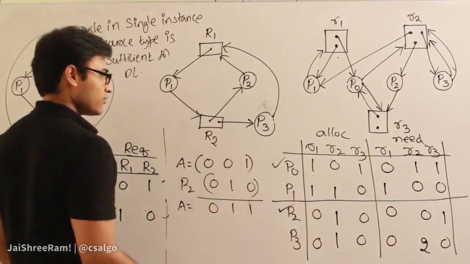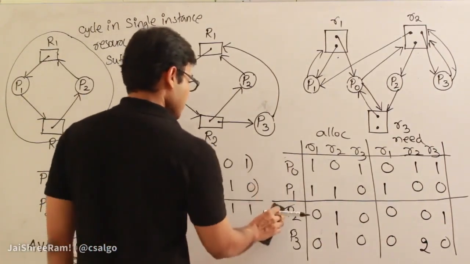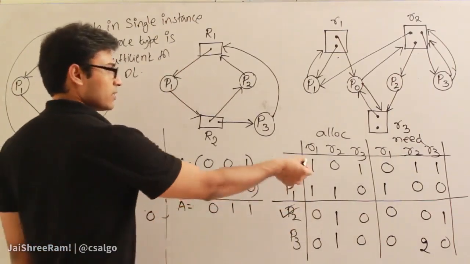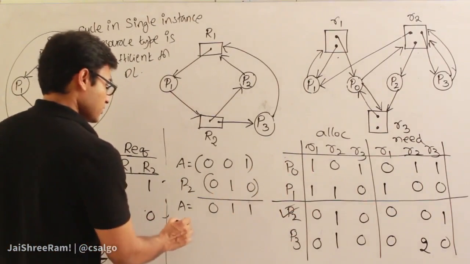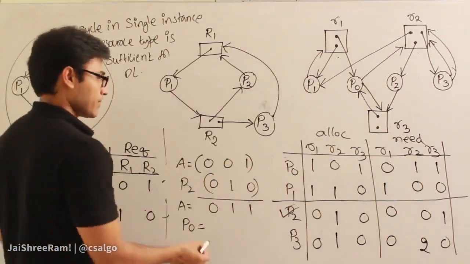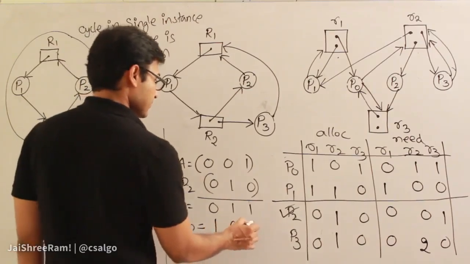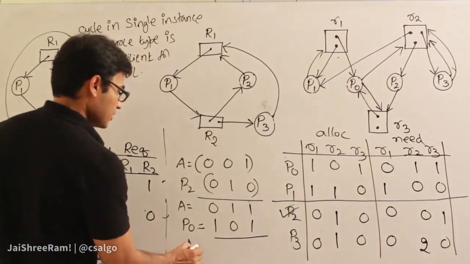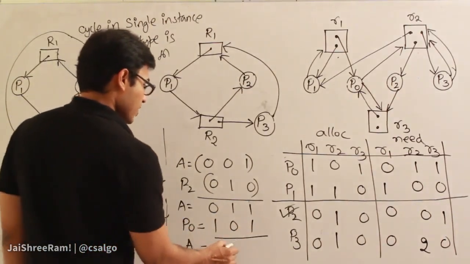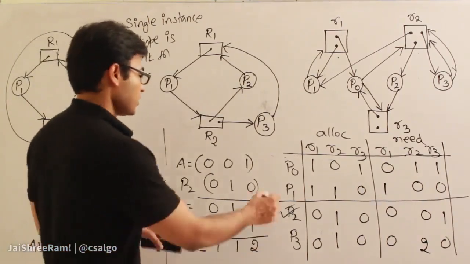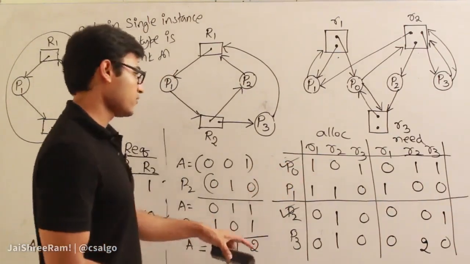Now using 0, 1, 1, which means you have already fulfilled the need of P2, you can fulfill the need of P0, right? If I fulfill the need of P0, then 1, 0, 1 will be released. Then the new available will be 1, 1, 2, right? Now P0 is over and P2 is over. Now I have 1, 1, 2.